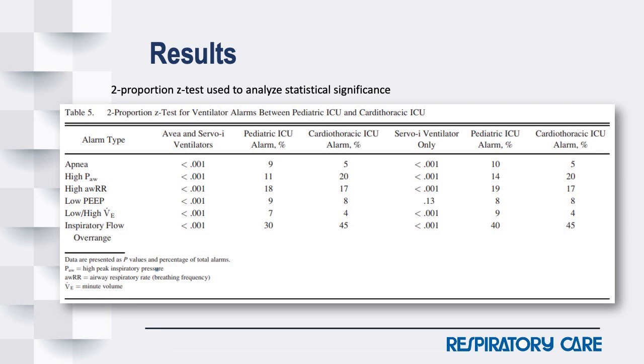Generally, a p-value of less than 0.05 is a statistically significant difference. So if you look down the 2 columns with the less thans in this case, on almost every parameter except one for the Servo-i only, they would be seen as statistically significantly different. So the pediatric ICUs appear to have a different character in what types of alarms go off and in what percentages, according to this data here.